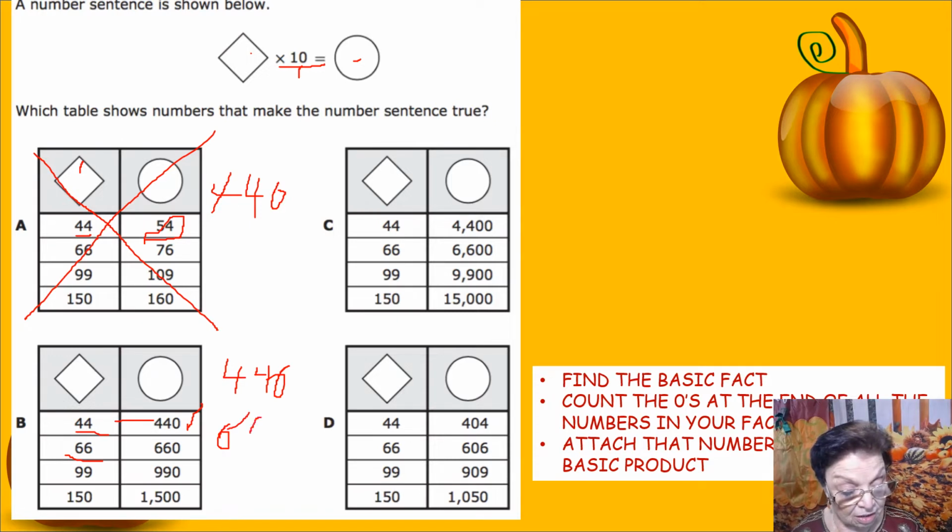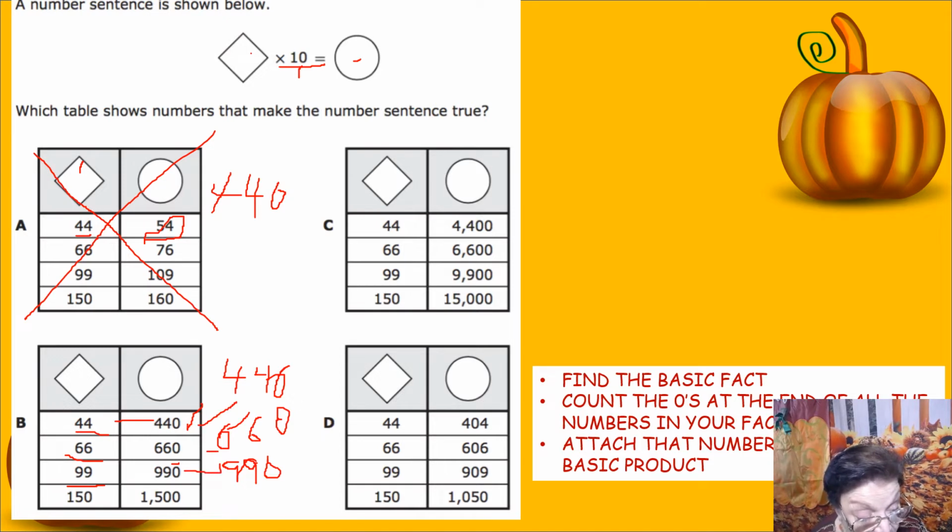Okay. It's 66 and then add in that other 0. You got it. 99 times 10 is going to be 99 because 1 times anything is that same number. And then add a 0. Does that say 990? Match, match, match.